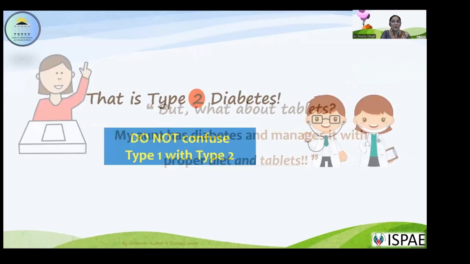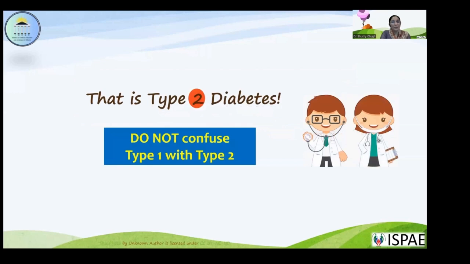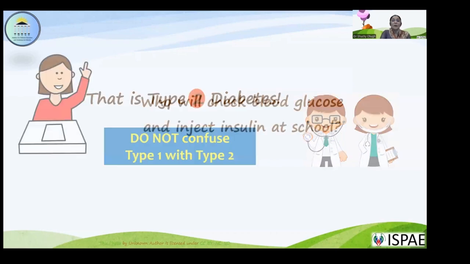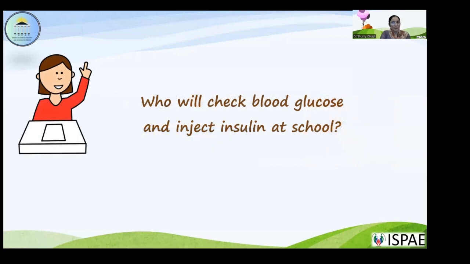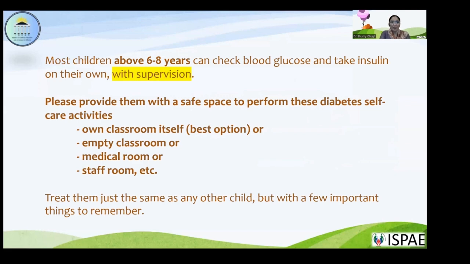It is very important to understand that type 1 diabetes is different from type 2 diabetes. So it is better not to confuse type 1 and type 2 diabetes. Who will check blood glucose and inject insulin at school? The question is very important.